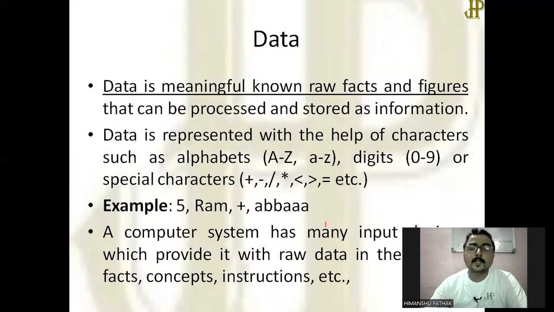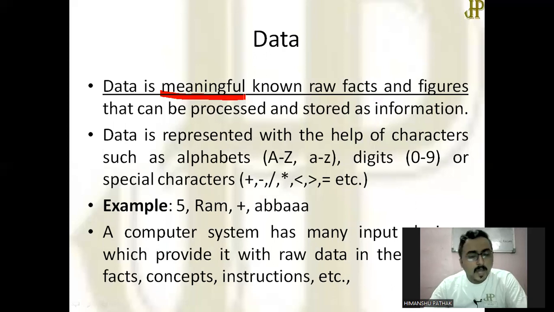So what is data? As I discussed, data is meaningful, known, raw facts and figures, which are then processed by the CPU, and we get some information. Okay, so what does it mean? Sometimes you will see in various books that data should be meaningless. No, it should be meaningful, but in terms of some particular field.